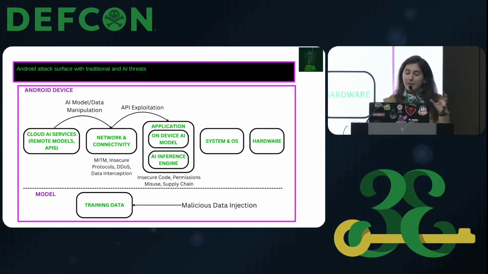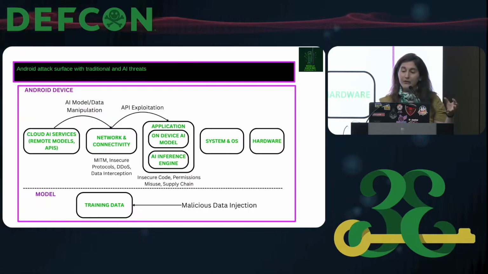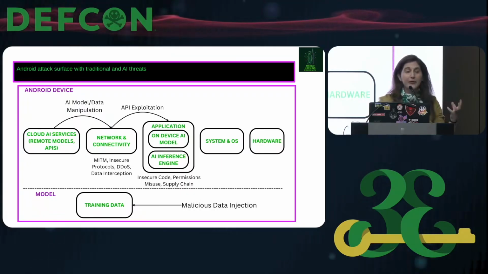And also the AI models and their inference engine, so this is the software and the hardware that runs the AI, reside within the phone system. So now a traditional OS vulnerability could be exploited to directly steal the AI model's intellectual property, tamper with its operation, or extract sensitive data it processes.